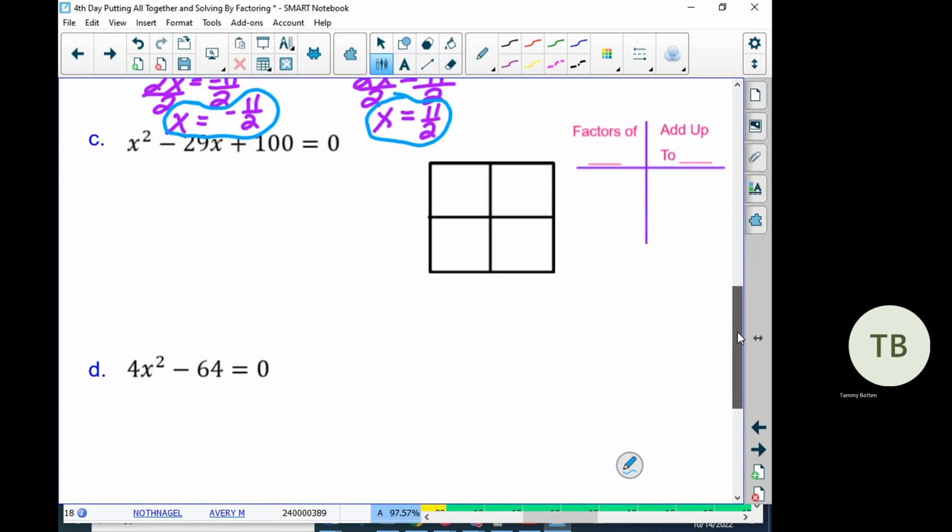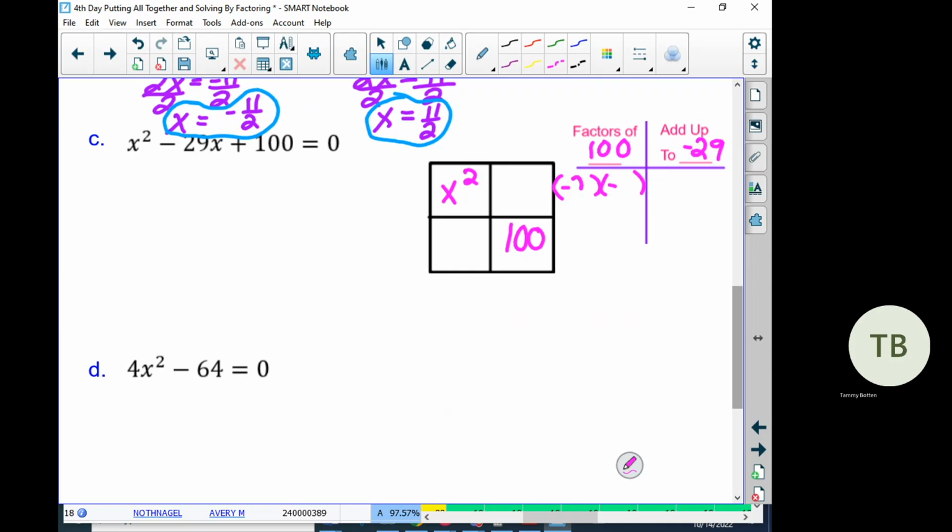Okay. Now let's look at C. This one is going to be x squared here, 100 here, negative 29 here. And this is another one of those where the second term is negative, this term is plus. And what that tells me is my two factors have to both be negative. So when I think of two numbers that are negative, that multiply to give me 100, and when I add them, they'd add up to negative 29.